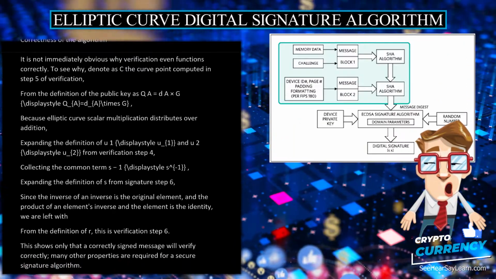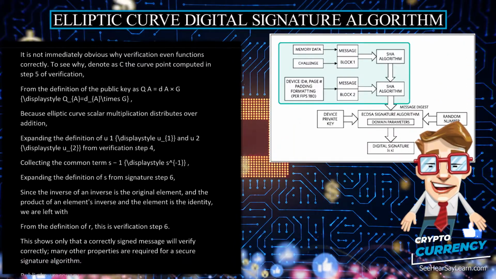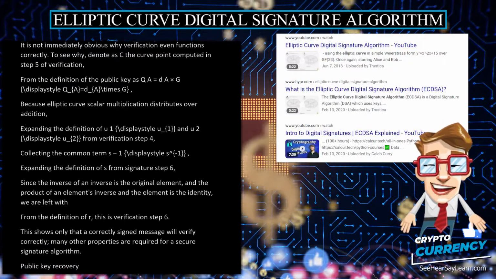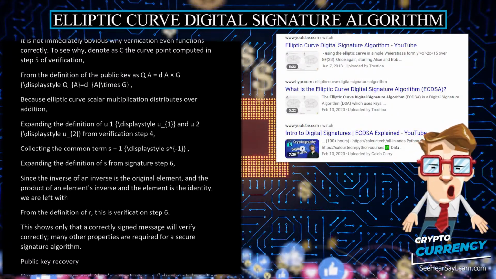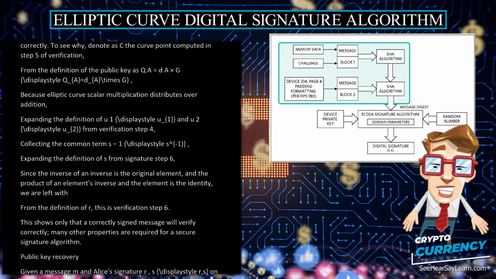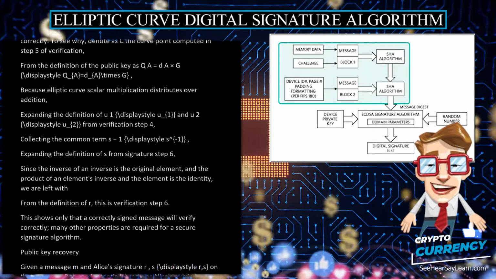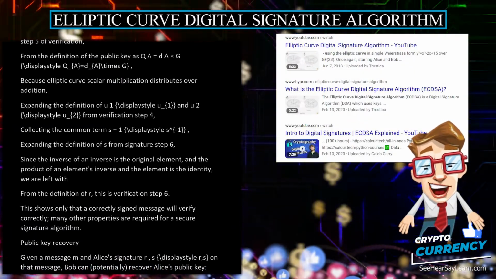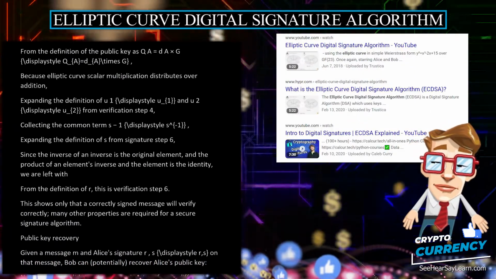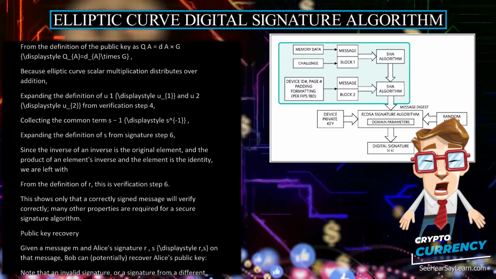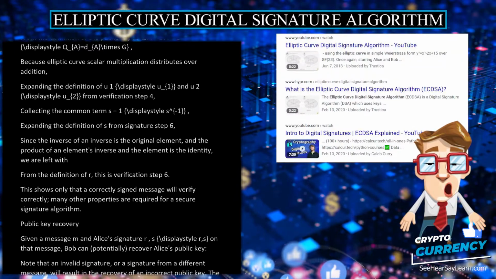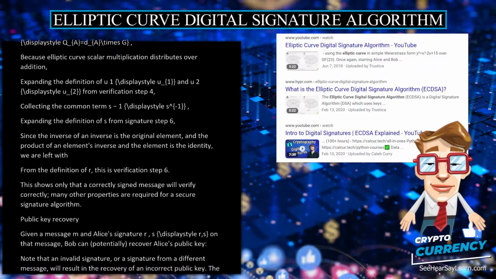Correctness of the algorithm. It is not immediately obvious why verification even functions correctly. To see why, denote by C the curve point computed in step 5 of verification. From the definition of the public key as Q_A equals d_A times G, because elliptic curve scalar multiplication distributes over addition.